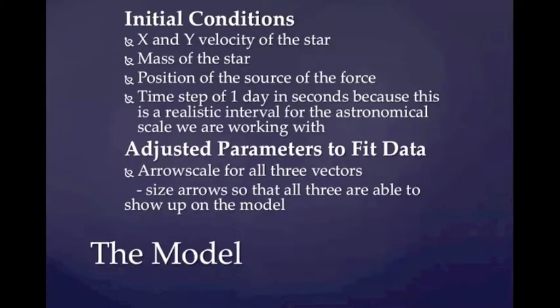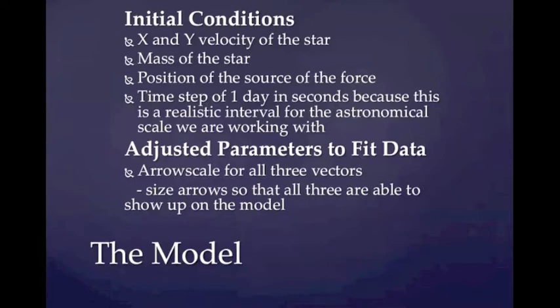Looking at the model, we had to set some initial conditions, and this included the x and y velocity of the star. This was determined from the data of the positions of the star that was given. We needed the mass of the star, the position of the source of the force acting on the star, and a time step of 1 day in seconds, and this is a good unit to work with because we're working on an astronomical scale.